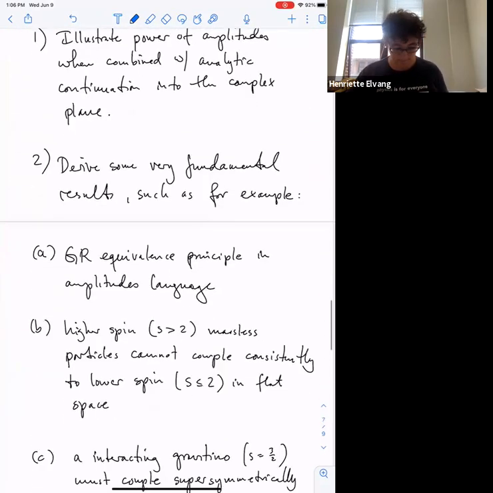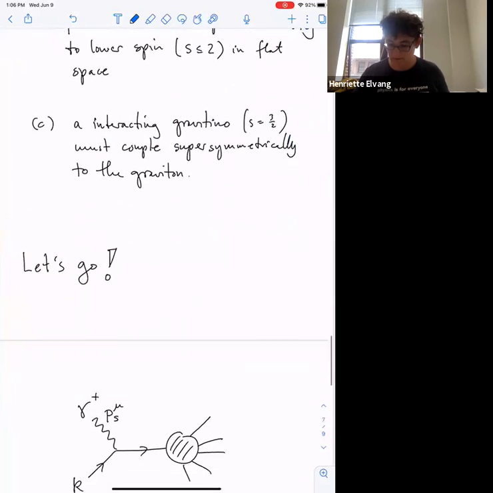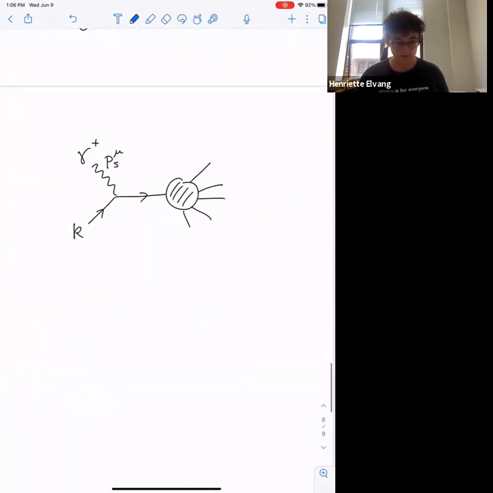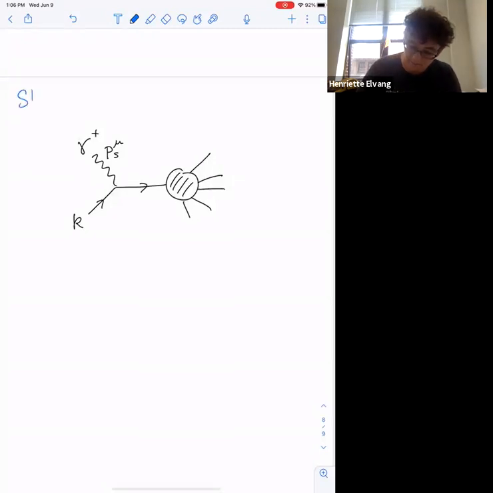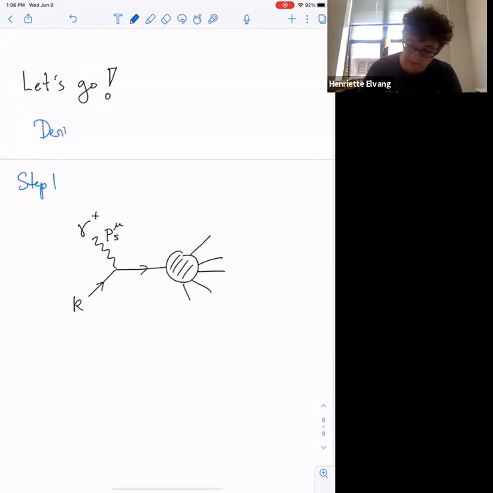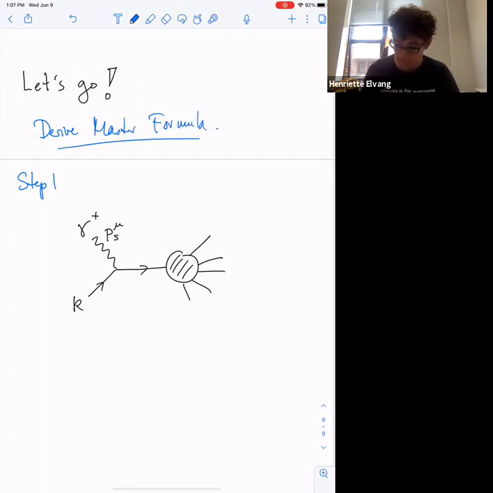Cool. All right, so let's go and try to derive that master formula. It's a little bit of a long derivation, but I'm going to break it into steps so that at each step you can sort of see the key part. And so the first step, so what I mean here is now let's go and derive the master formula. So step 1 is our intuition.